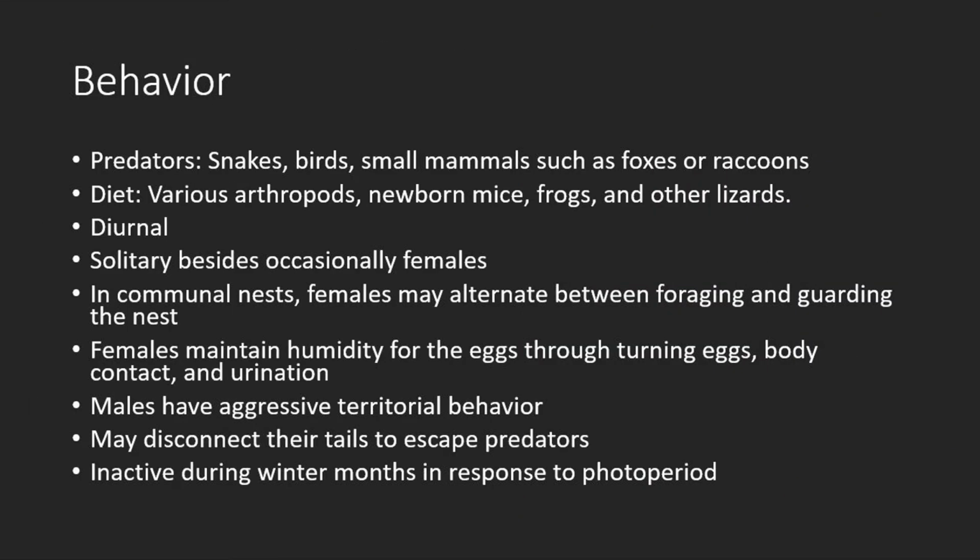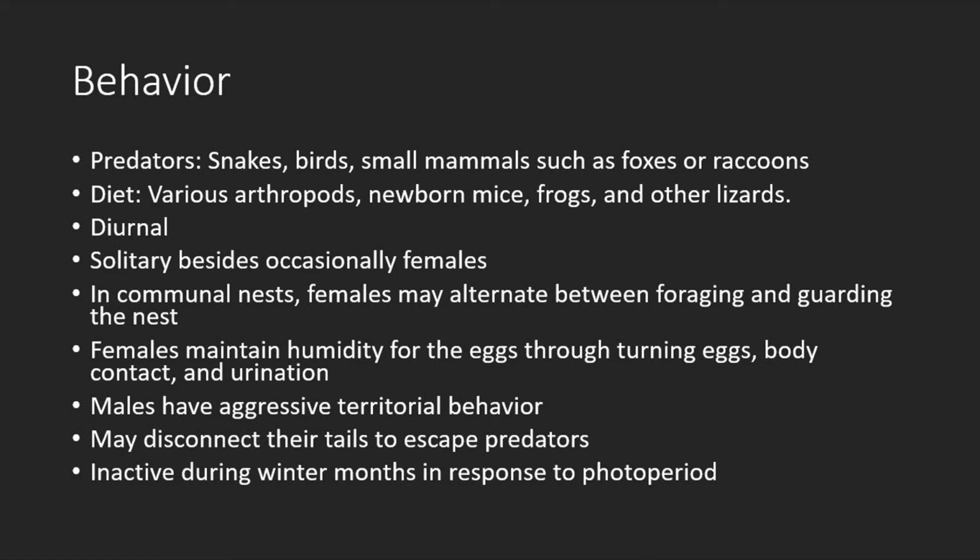Somewhat continuing off life history, here are some survival characteristics as well as some reproductive based behaviors. Some predators of the 5-line skink include snakes, carnivorous birds, and small mammals such as foxes or raccoons, though animals like moles and shrews are known to eat juvenile 5-line skinks as well. Their diet mainly consists of arthropods such as beetles, millipedes, or spiders, though they're also known to feed on small vertebrates such as newborn mice, frogs, or other smaller lizards.